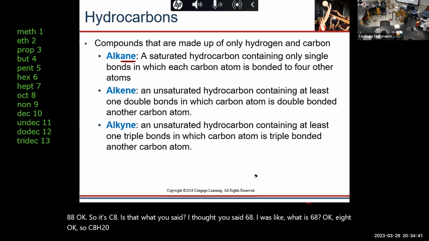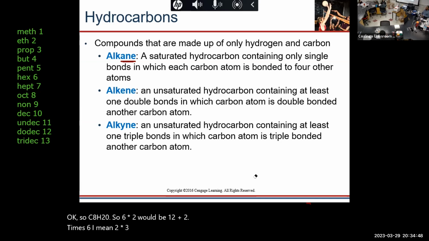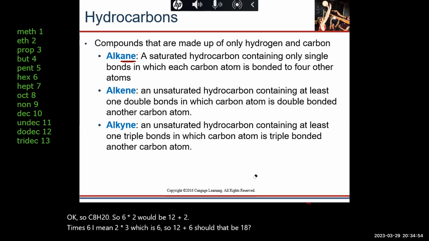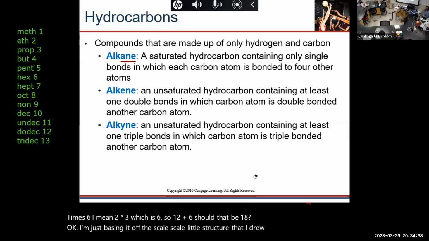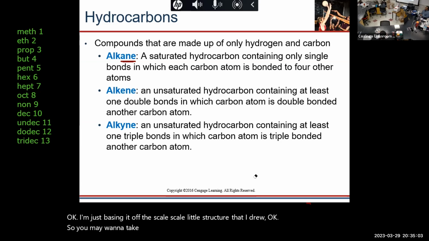So 6 times 2 would be 12 plus 2 times 3, which is 6. So 12 plus 6, that'd be 18. Oh, okay. I'm just basing it off the skeletal structure that I drew. So you may want to take a relook at your skeletal structure because you have 2 too many.